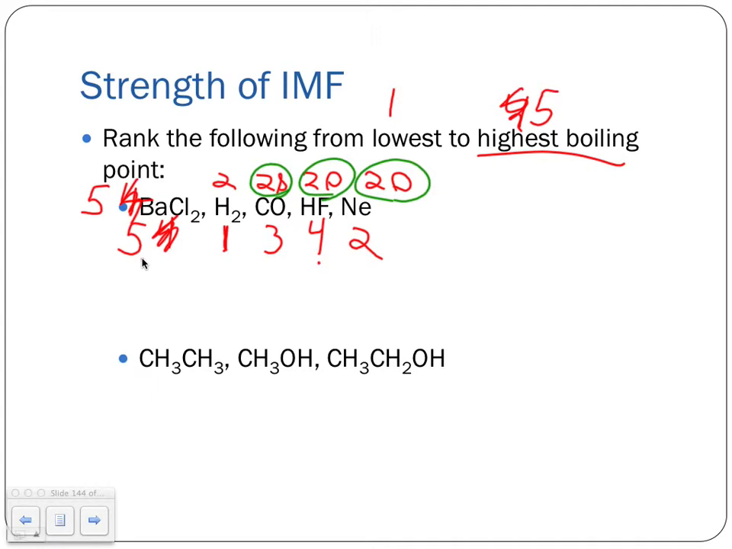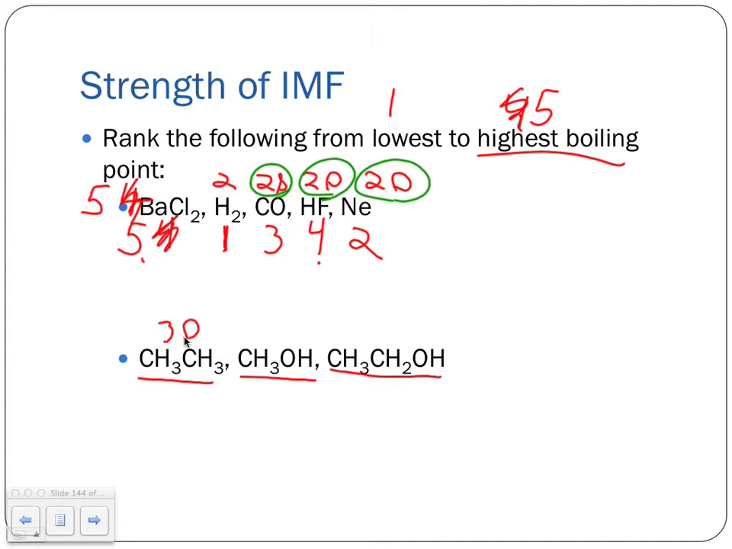CH3CH3, CH3OH, CH3CH2OH. So these are long formulas here. We could draw the structural formula, but let's just see if we can figure out what's going to work here just by mass first. So CH3CH3 has 2 carbons, so that's 2 times 12, plus 6 hydrogens, so it gives a total mass of about 30.